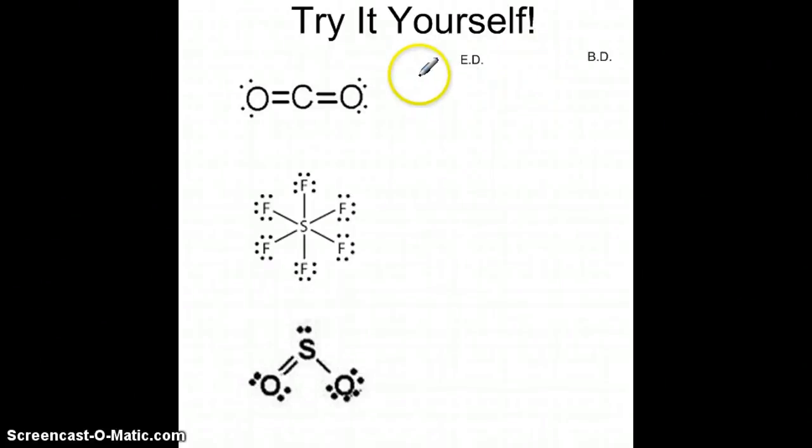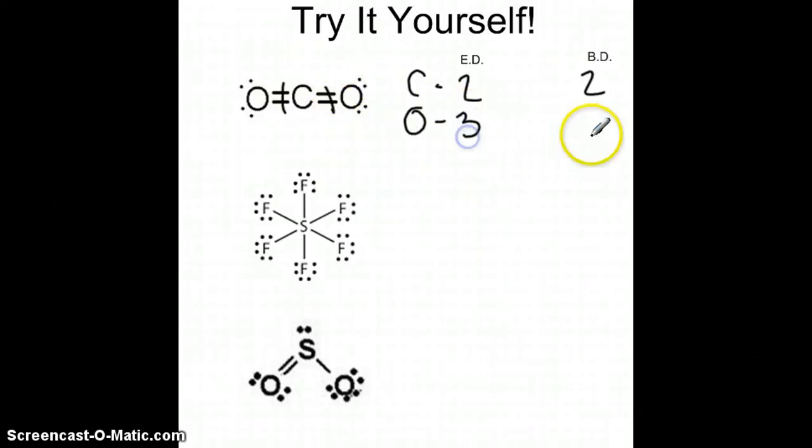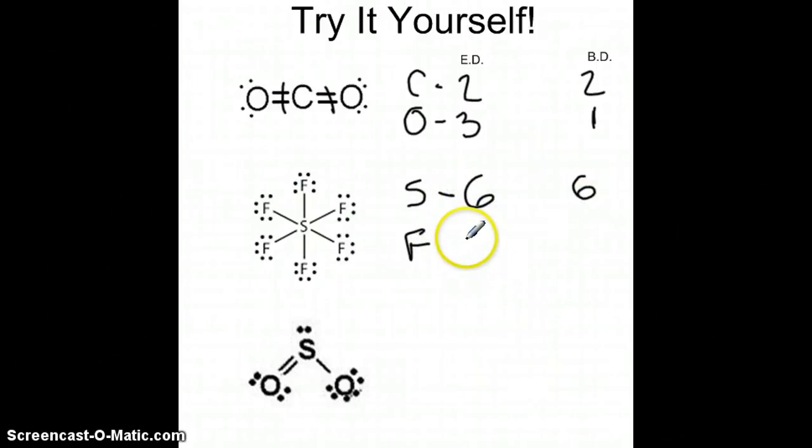Okay, so I assume you paused it, so I'm going to just go through this real quick. For carbon monoxide, for carbon there's 2 electron domains and 2 bonding domains. Both of them are bonding. For oxygen, there are 3 electron domains and only 1 of them is bonding. Now, for sulfur hexafluoride, the sulfur has 6 and 6. Each fluorine has 4 and 1 bonding domain.